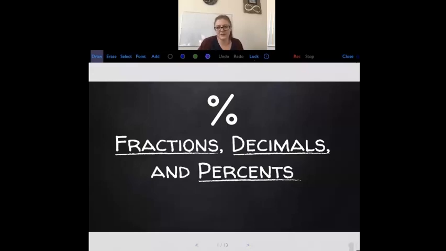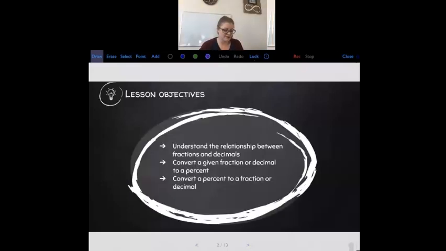In this lesson, we're going to go over fractions, decimals, and percents. Make sure that you have your calculator ready as we're going through this lesson. Our objectives are to understand the relationship between fractions and decimals. We'll learn to convert a fraction or decimal to a percent, and we'll convert a percent into a fraction or a decimal.